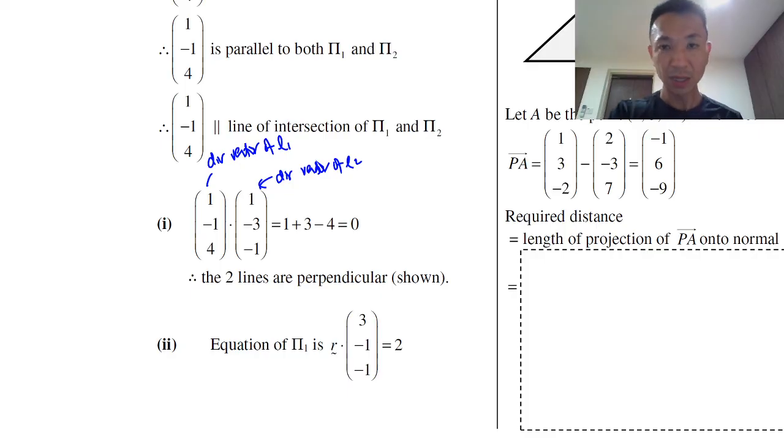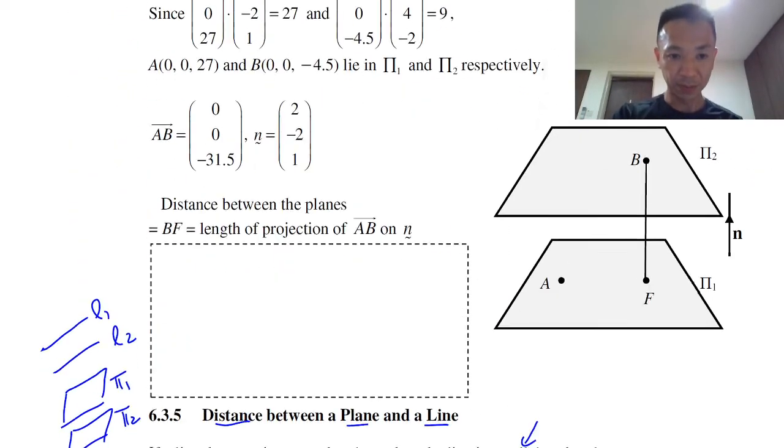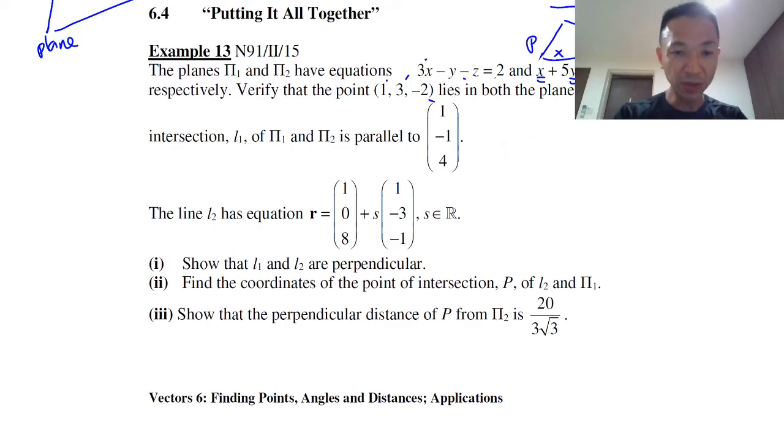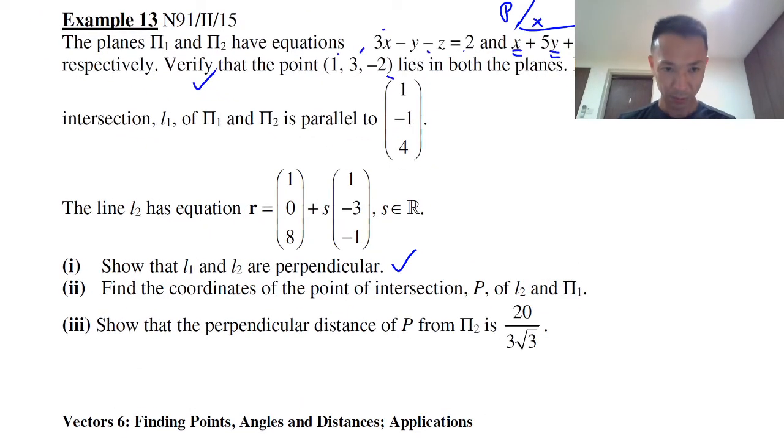Next, let's go back to the question now. So we've done this one. Show that L1 and L2 are perpendicular. We have done the verification. We have done the explanation. Next. Find the coordinates of the point of intersection P between L2 and pi 1. This is easy peasy. Intersection, I think even in vectors 5 in CT1, you have done it before. Just solve simultaneous equations. Okay, later we show that. And the last bit, show that the perpendicular distance from P to pi 2 is this. So now we talk about distance.